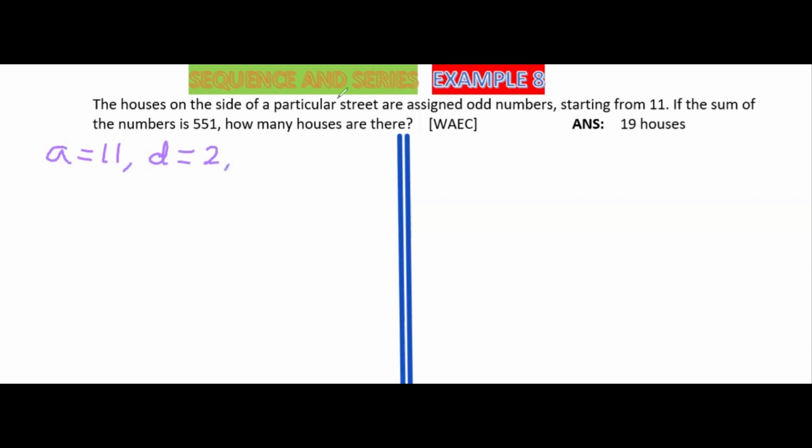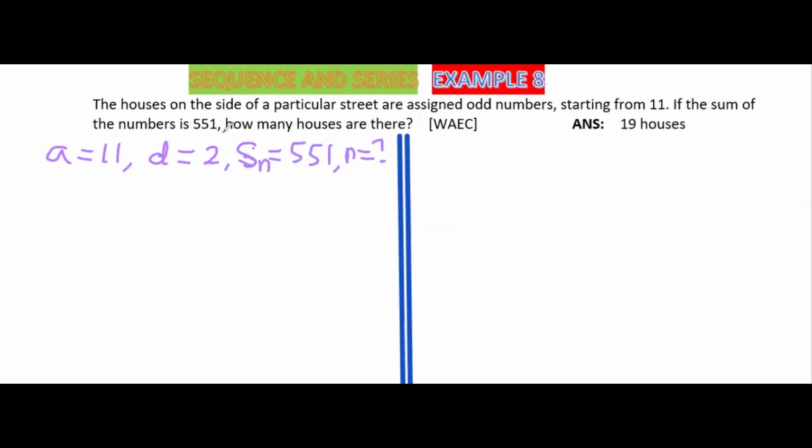And another value we are given here is the sum of all the numbers. Since we don't know how many there are, we say S subscript n is 551, meaning that we are looking for the value of n. That's what we don't know. We don't know how many houses there are. So in this case, we use the sum formula.